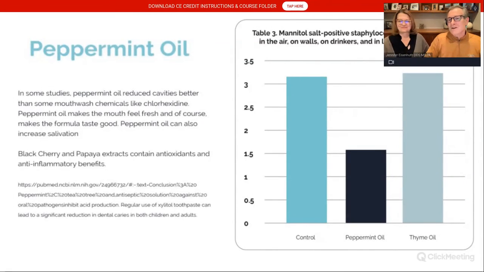So if your patients are using a clean ingredient toothpaste with essential oils, peppermint oil, they should notice less halitosis, especially if they're massaging the posterior of their tongue at the end of their brushing cycle.